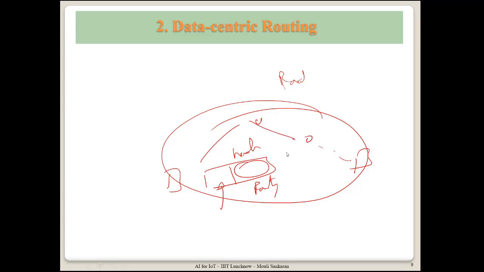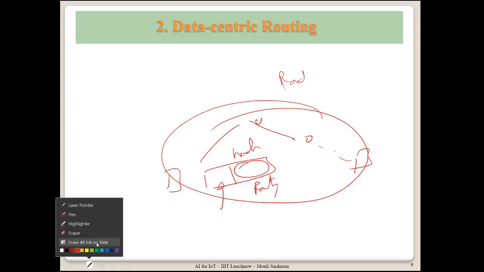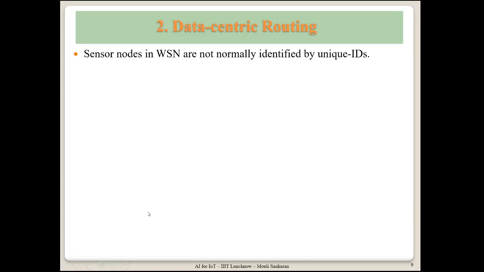But here we do not have such flexibility or ability to do that, so we use data-centric routing. I will tell you what it means. Here, each node is not uniquely identified. They don't have a specific address that a sink knows. I know the node A, which is here, and I need to communicate with it using some particular address. So it doesn't have such a facility in WSN.